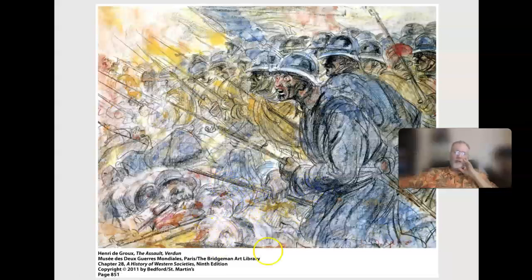And you see all the dead bodies here. You see all the dead bodies at the bottom. Verdun, 1.7 million casualties in one battle.